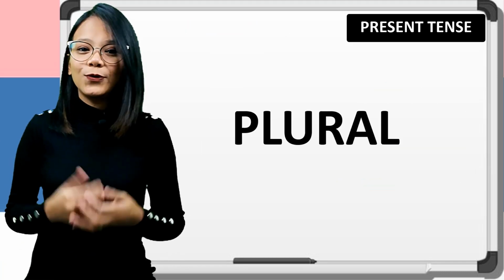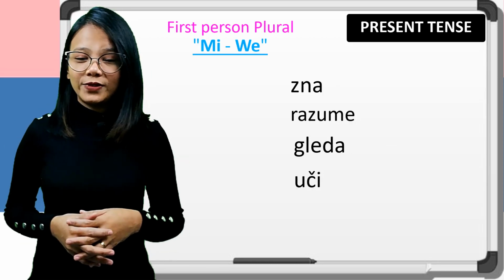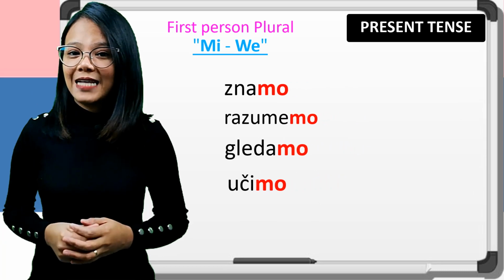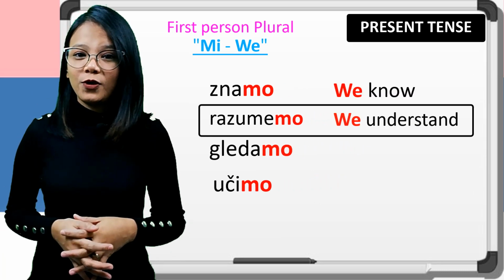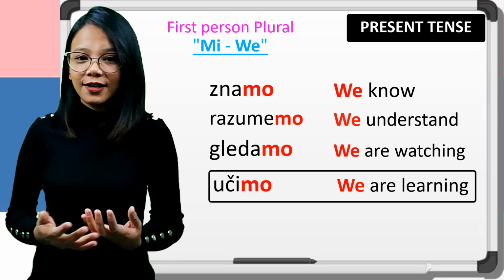Let's go to plural. For the first person plural, we, just remove T and add mo. Znamo, we know. Razumemo, we understand. Gledamo, we are watching. Učimo, we are learning.